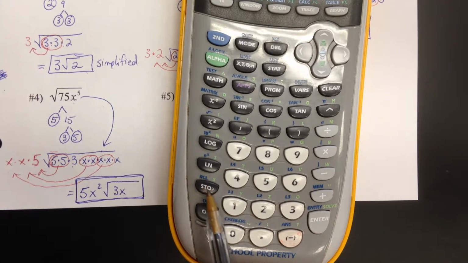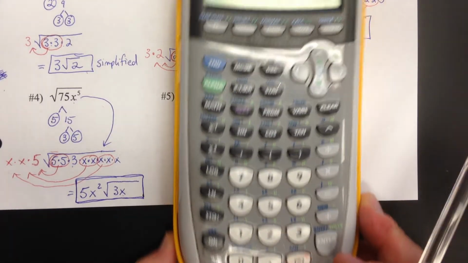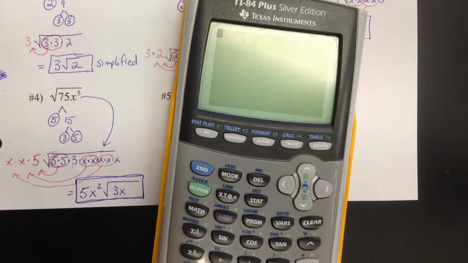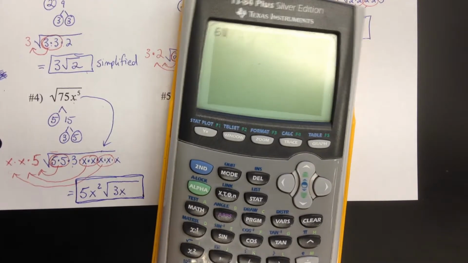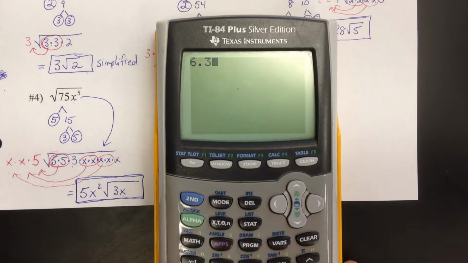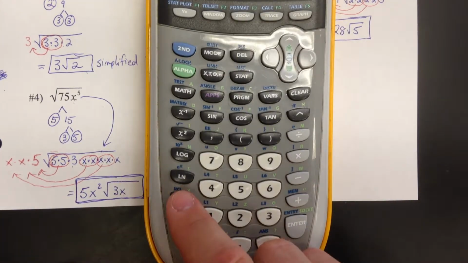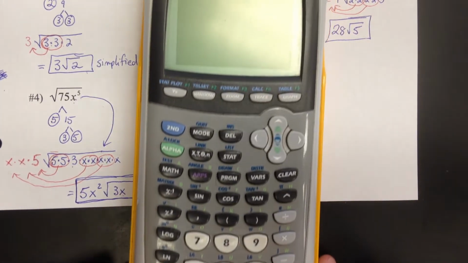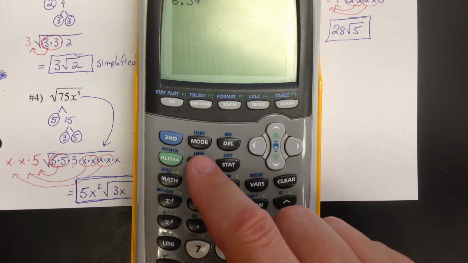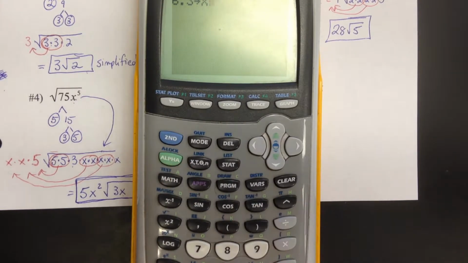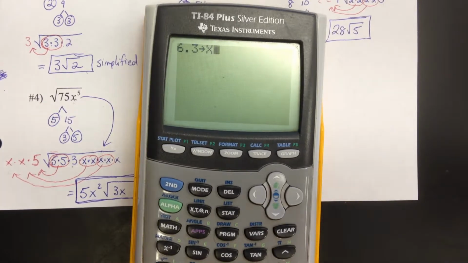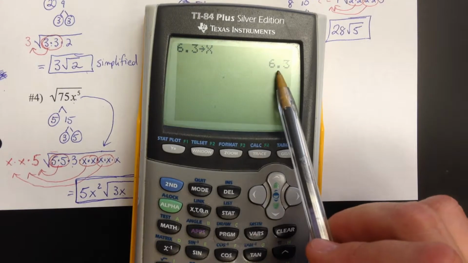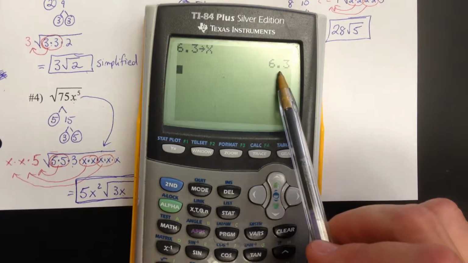This STO button right here, STO, right above the on button, that means store. So you can pick a random number. And I'm going to pick something, I'm going to say 6.3. I'm going to store it, so I hit the store button. The X key is right here. This is my variable key right next to the alpha button. So I'm going to store it for X. It pops up an arrow there. And then when I hit enter, it just says 6.3. And what that means is that anytime I type X now, the calculator will substitute 6.3.